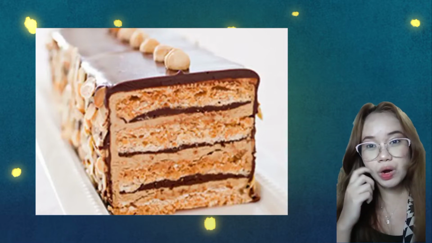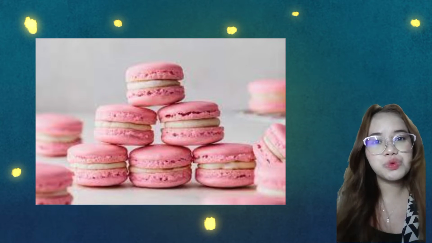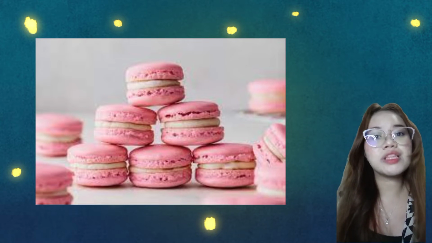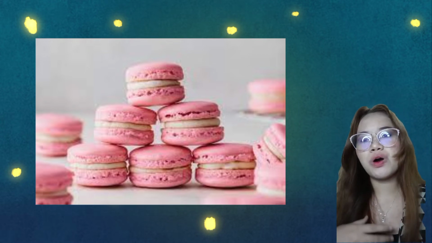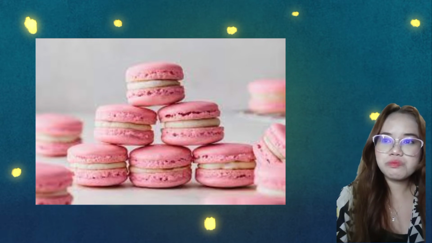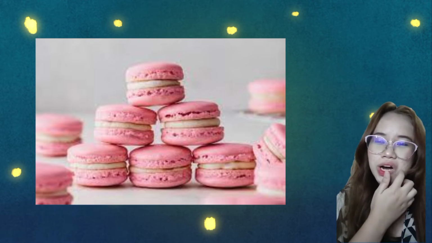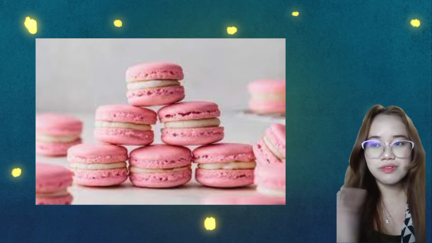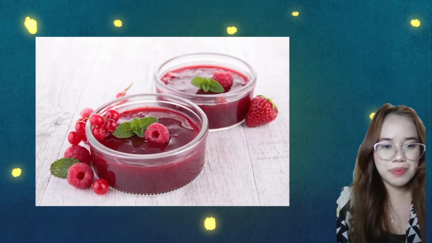Okay. Next one, we have the macaroons. Macaroons are sandwich cookies made with two feather-light meringues held together by ganache, buttercream, or preserves. So what is ganache? We will discuss that later after this introduction of the pastry products.